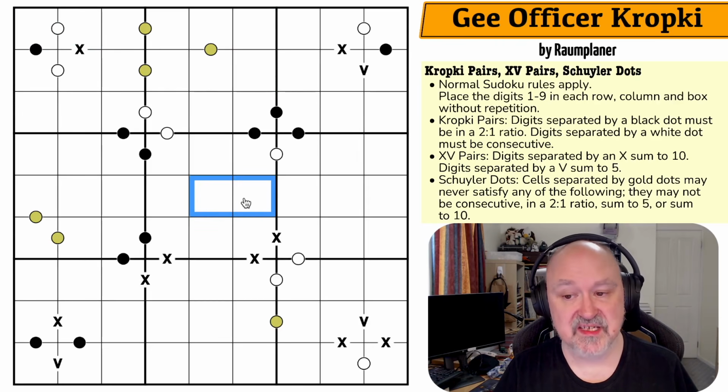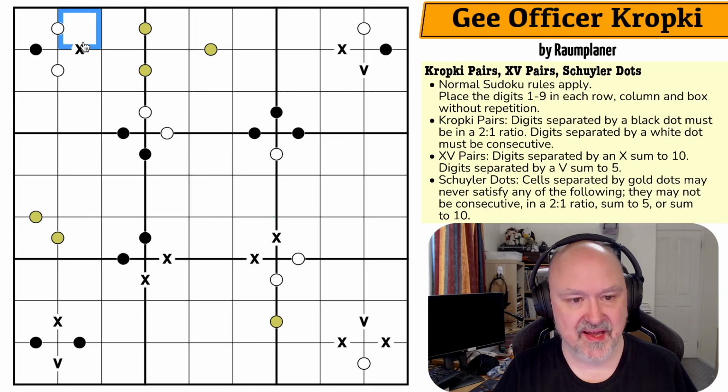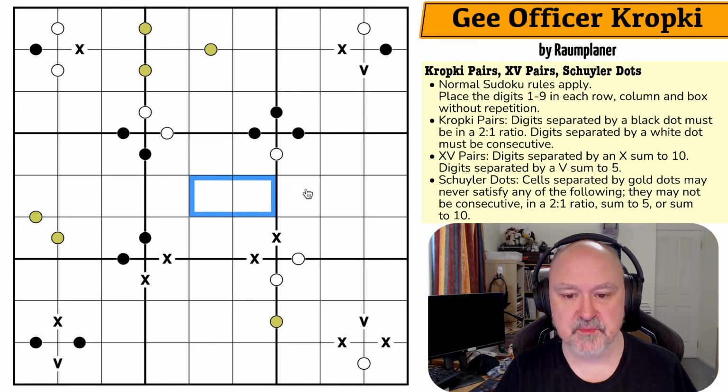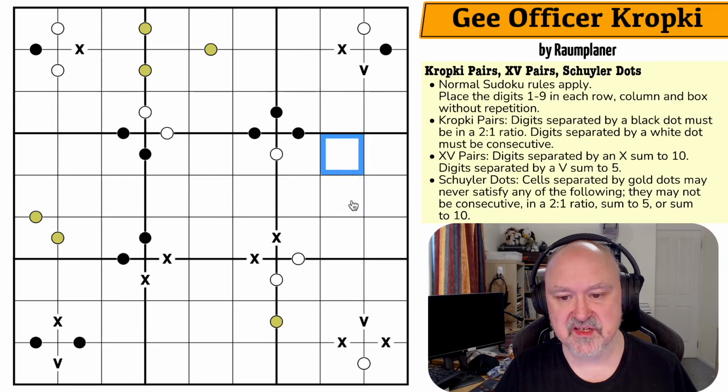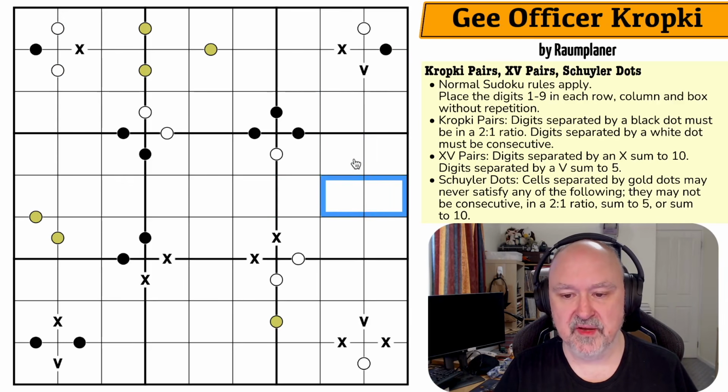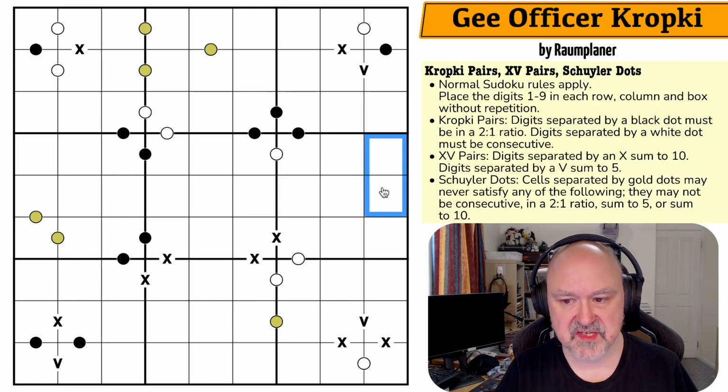We have XV pairs. Digits separated by an X must sum to 10. Digits separated by a V must sum to 5. And it's XV pairs, so it's perfectly fine for other digits without X's or V's to sum to 5 or 10, because we haven't stated that all are given. Then we've got the Schuyler dots.